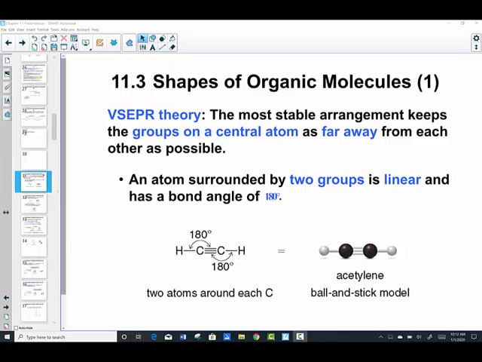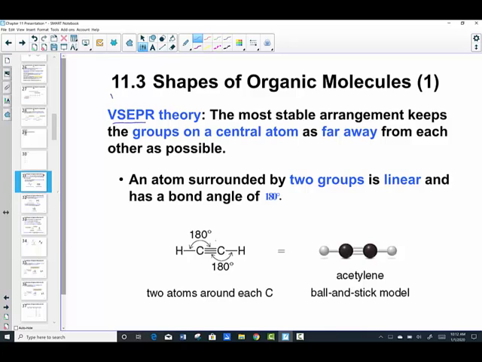This is Mrs. Hanson. We're continuing our work in Chapter 11, Introducing Organic Chemistry. We're up to Section 11.3. We're on page 4 of our note pack called Shapes of Organic Molecules. This is going to review what we refer to as the VSEPR Theory.